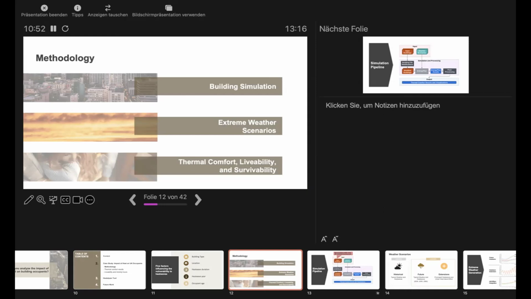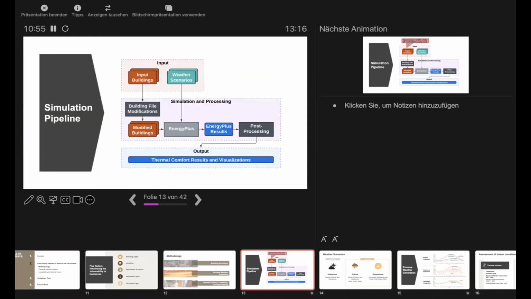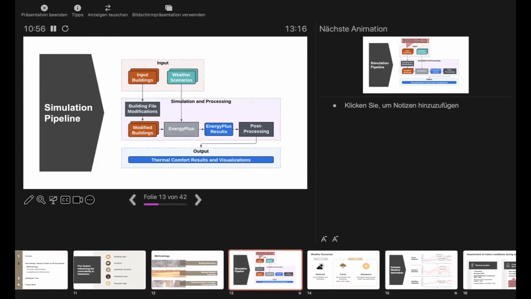So starting off with the building simulation pipeline that we used. Essentially, I use different building types and different weather scenarios, and my pipeline just allowed me to run a lot of these combinations automatically. So for every building data that we have, an input building is just one building construction that we use.